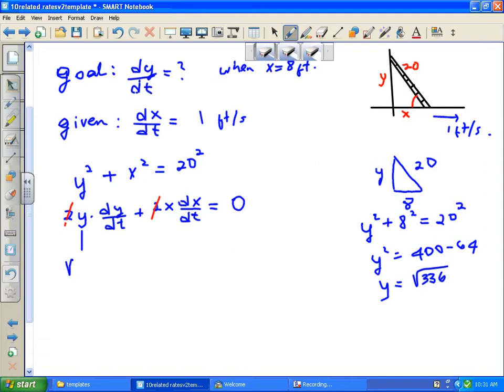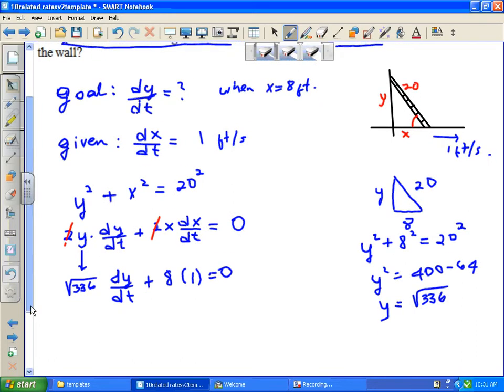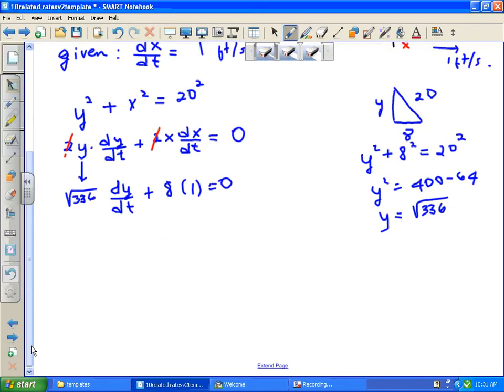y is root 336. How about dy/dt? Do we know what that is? That's what we're trying to find, so it's okay to keep it as such. Just keep it as dy/dt in your equation. Plus, x is given as 8, and dx/dt was 1. So the only unknown now is dy/dt, and we can solve for it, right? I will subtract 8 from both sides and divide by root 336.